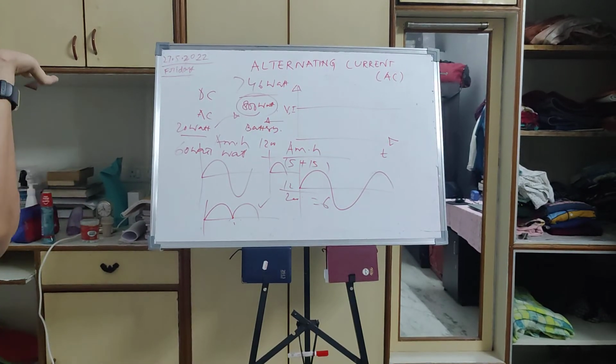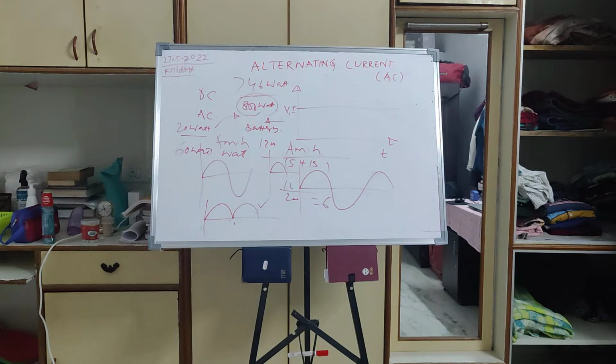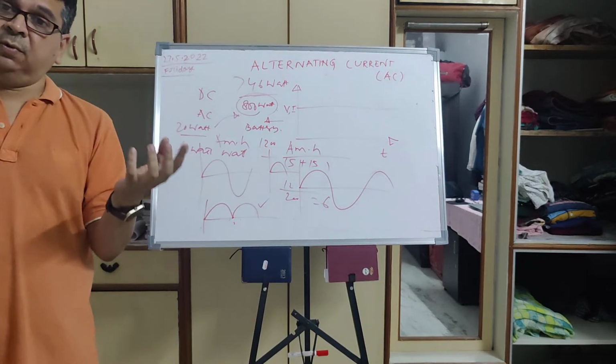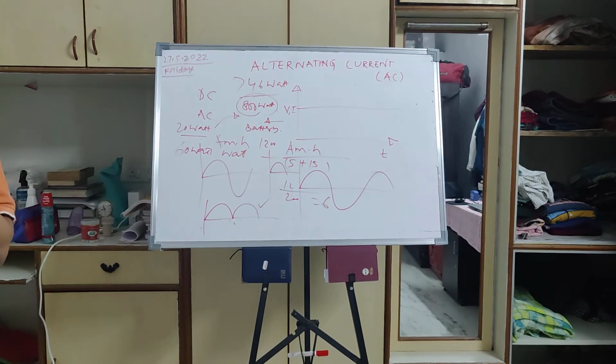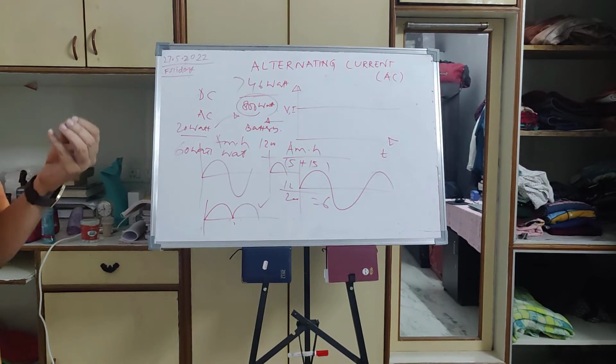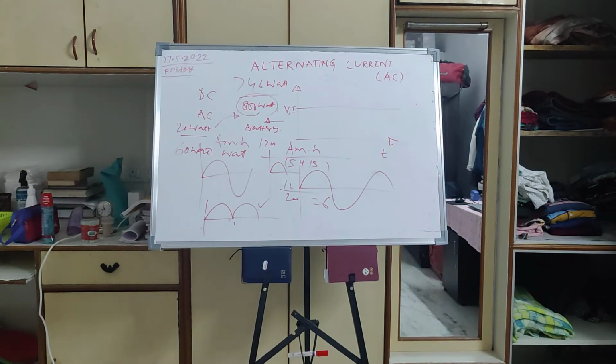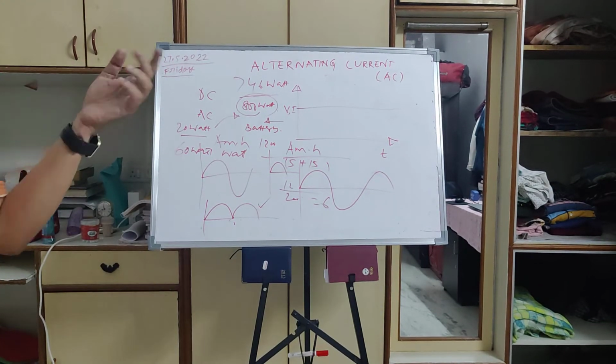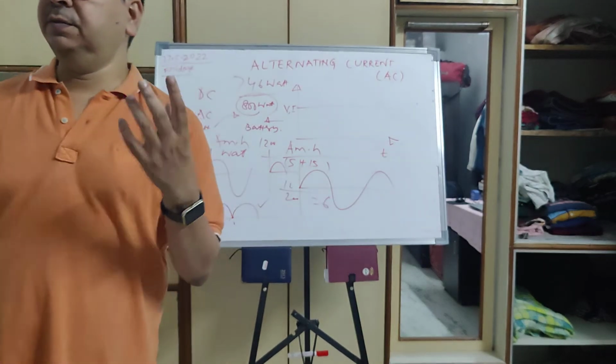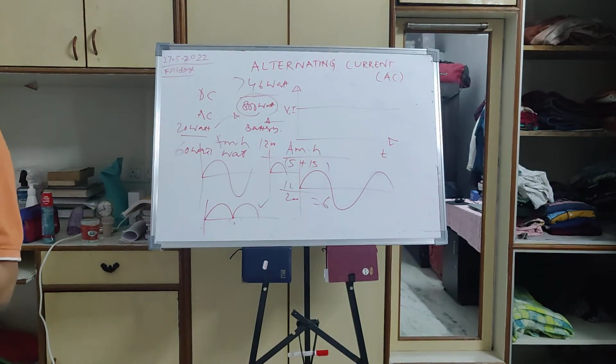DC can be stored, AC cannot be stored. That is the major thing. So you are storing the DC, and whenever power is not there, you are converting it into AC using the inverter, and you are using it for your household devices. So that is the difference between converter and inverter.